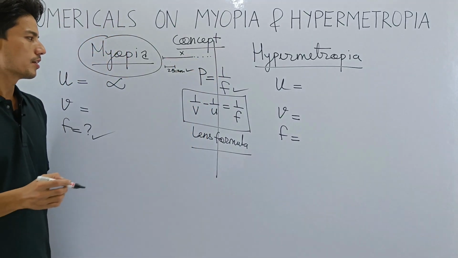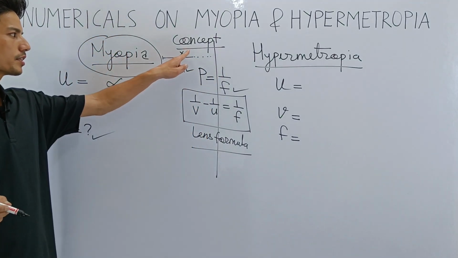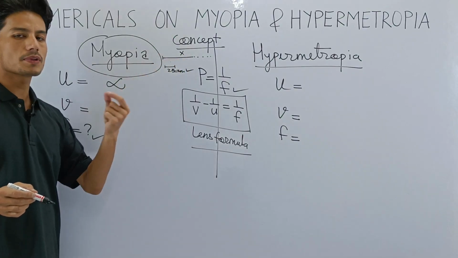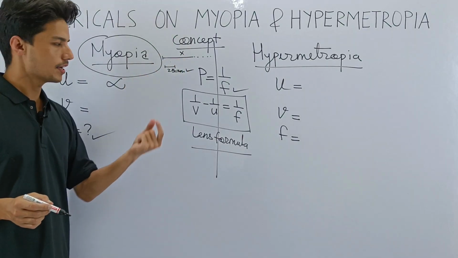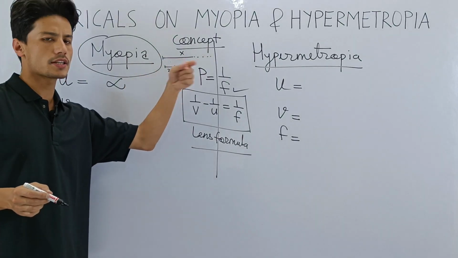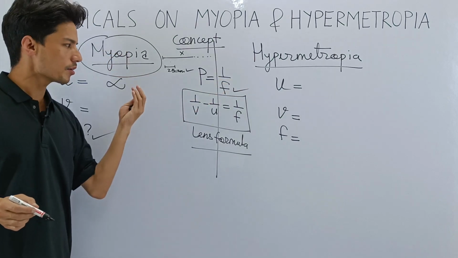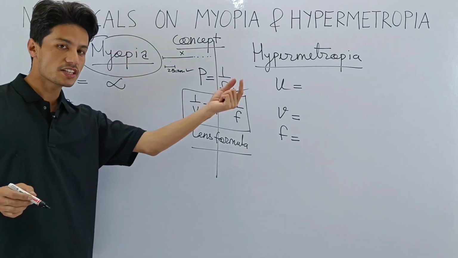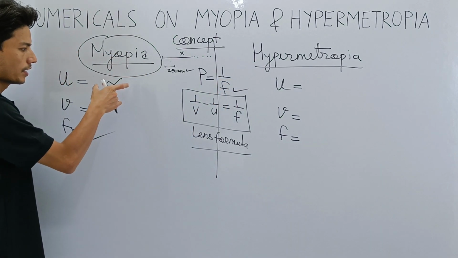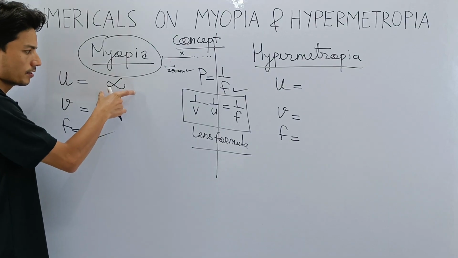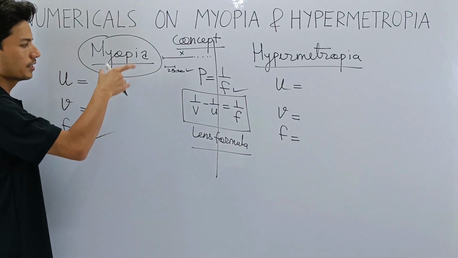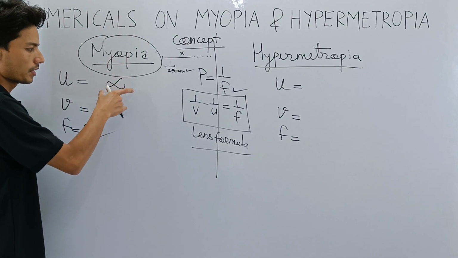Okay, cannot see far. So we will consider the far vision of a normal healthy eye. A normal healthy eye has no problem seeing far objects. What is the far point of a normal healthy eye? Infinity. So we will be taking U value as infinity, because we are considering the far point of a normal healthy eye.